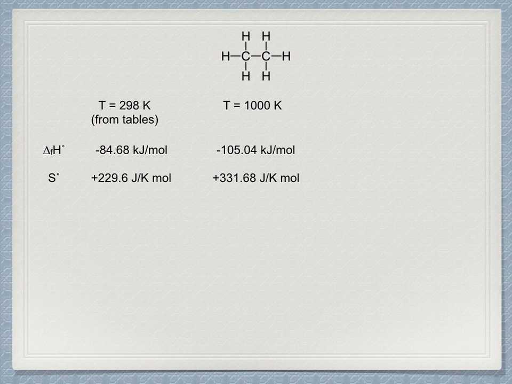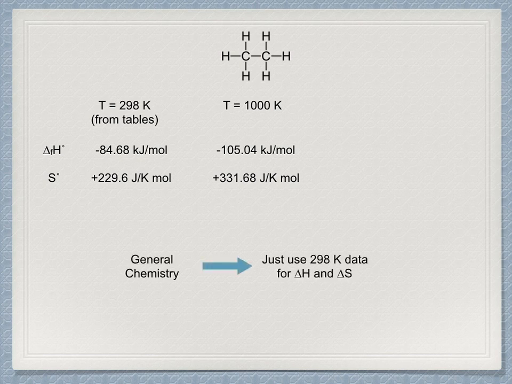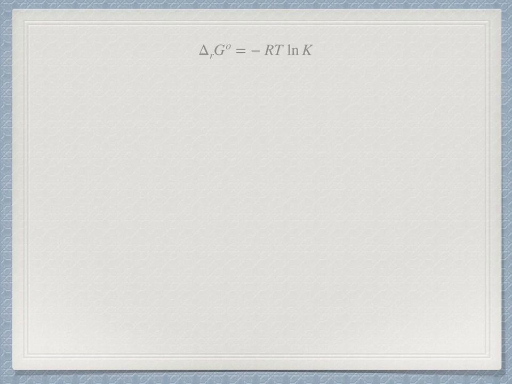The differences are significant, but for general chemistry, we still ignore the difference. Just use 298 Kelvin data for delta H and delta S, but delta G will have different values at different temperatures. You just need to know that there is a better way and that you could use it if you had to, but just use the simpler calculations here. There is another approach to this issue of varying temperature. We know the connection between the standard Gibbs energy of reaction and that reaction's equilibrium constant.